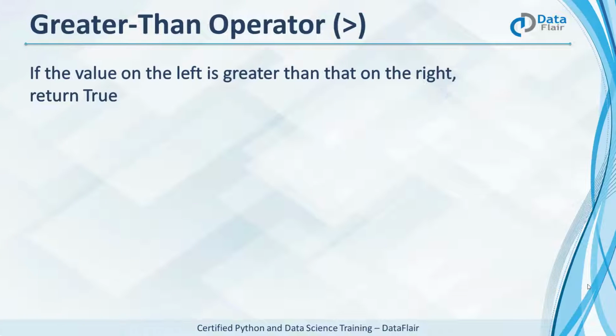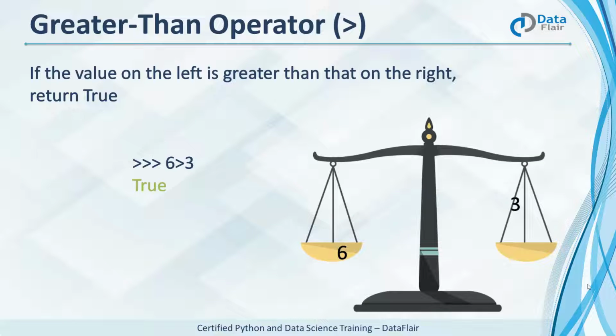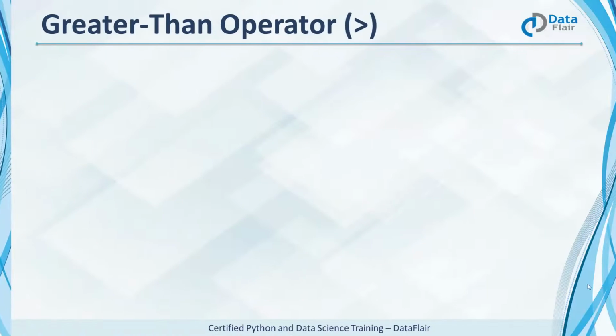Let's move on to the greater than operator. This returns true if the first value is greater than the second. Is 6 greater than 3? Yes. Is false greater than 0.5? No. Let's take more examples.